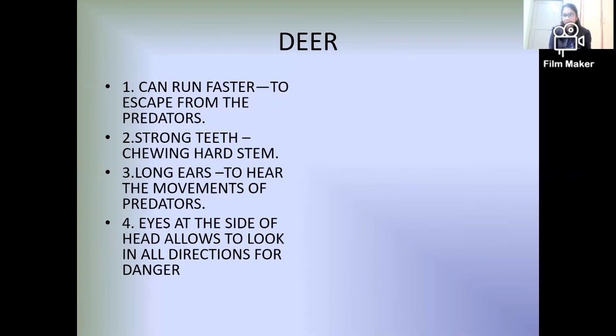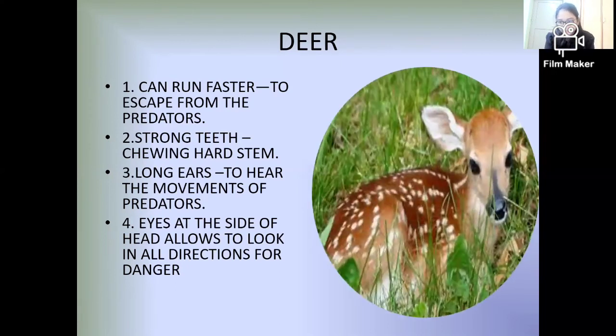So if it turns its head, the predator may know that it has sensed him or her. So that's why it has its eyes here, so it can look all around its body, in all directions, for danger, whether something dangerous is happening or not. Because it has such long ears to hear the movements of predators. So whenever it hears the predator, it immediately starts looking in all directions. You can see it's a deer.